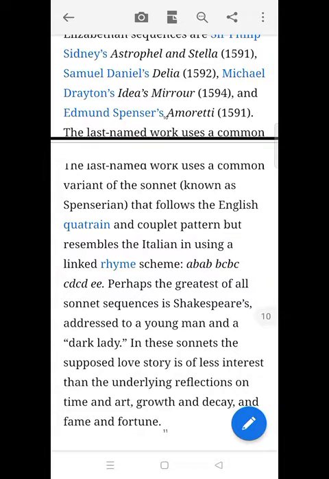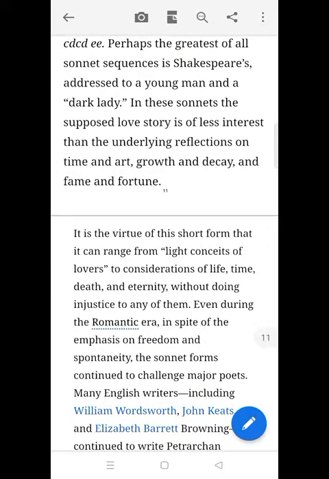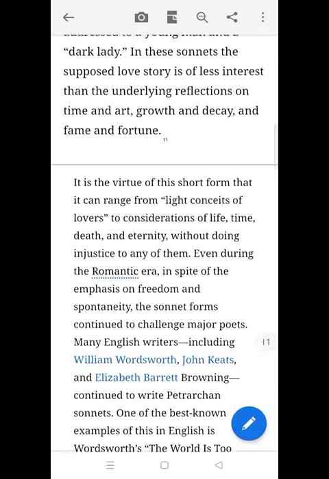So Edmund Spenser's work Amoretti is known as the Spenserian sonnet, and it does follow the English quatrain and couplet pattern, but it resembles the Petrarchan sonnet in terms of its rhyme scheme, that is A B A B, B C B C, C D C D, E E. So this is the slight difference here. Perhaps the greatest of all sonnet sequences is Shakespeare's, addressed to a young man and a dark lady. In these sonnets, the supposed love story is of less interest than the underlying reflections on time and art, growth and decay, and fame and fortune.